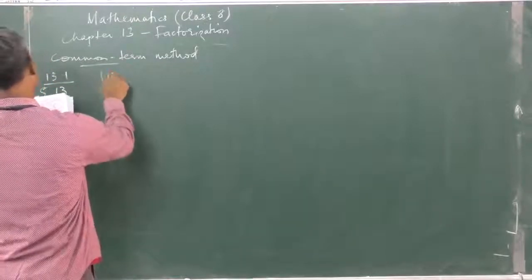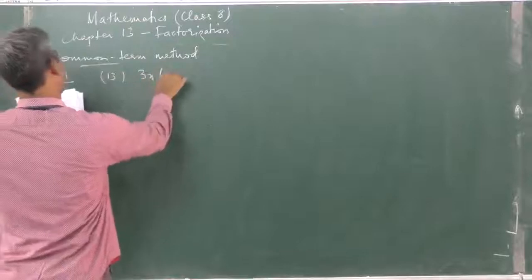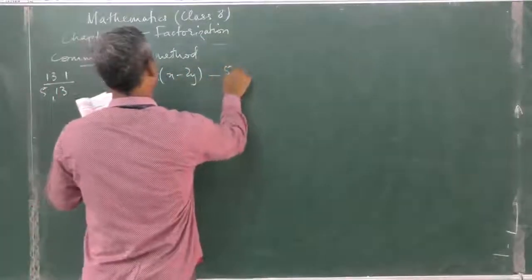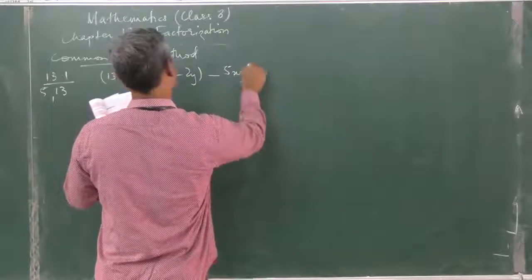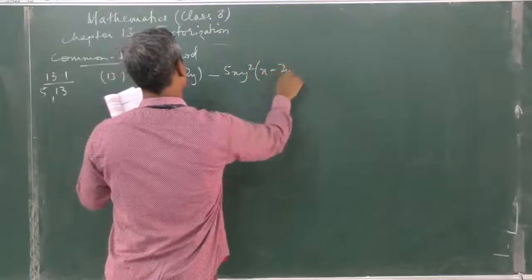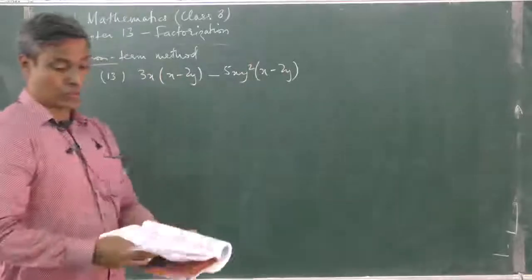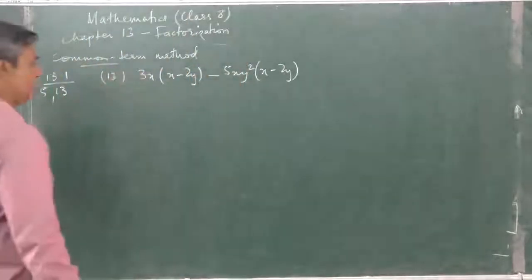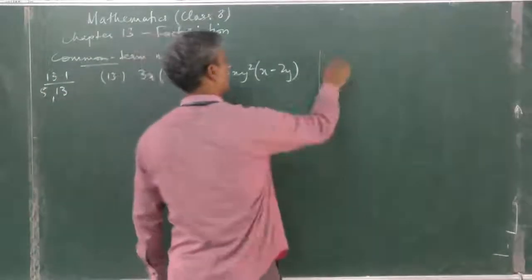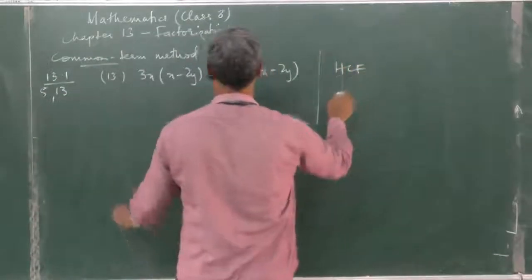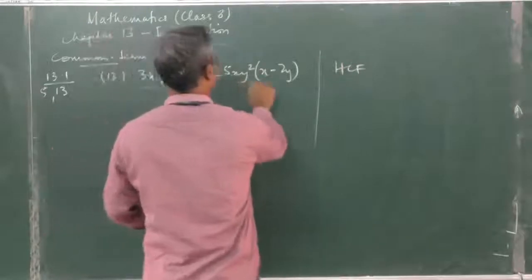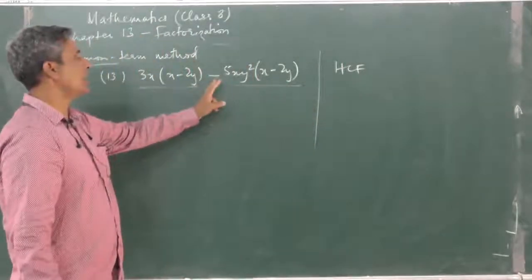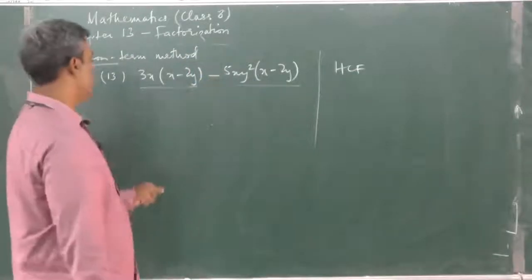Question 13 is saying 3x(x minus 2y) minus 5xy square(x minus 2y). Now this question is looking different from the last one because we have brackets here also. Again, some rough work to find HCF. There are two terms. This is one term and this is one term. The terms in an algebraic expression are separated by plus or minus sign.